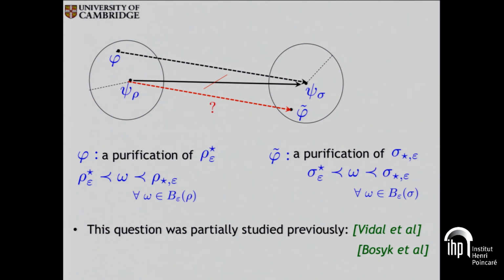In Vidal et al.'s paper, they find the bipartite pure state which is closest in fidelity to this state. But the problem there was that the state is defined in a very involved manner through complicated recursive relations. Whereas in our case, you saw how simple the states rho upper star epsilon and lower star epsilon were. So it is extremely simple to say immediately what these particular states are, because we know which particular purification to consider.